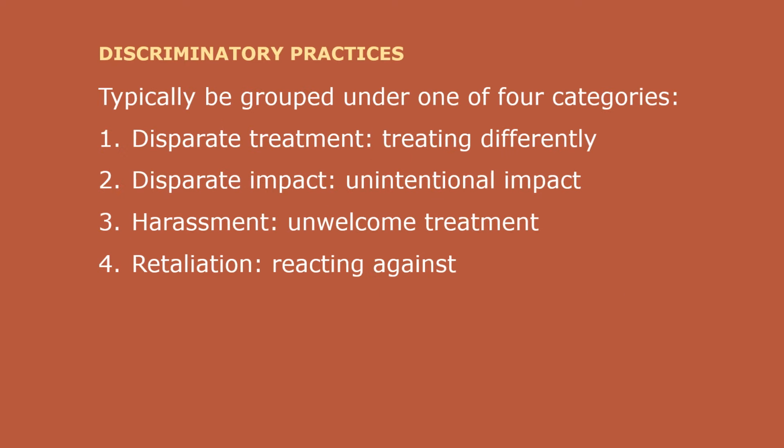Discriminatory practices can typically be grouped under one of four categories: disparate treatment, where an individual is treated differently because of the characteristic that defines the protected class; disparate impact, a more subtle and usually unintentional form, also known as adverse impact; harassment, which is unwanted and unwelcome treatment because of a protected class; and retaliation, which prohibits employers from retaliating against an employee for making a complaint of harassment or discrimination.